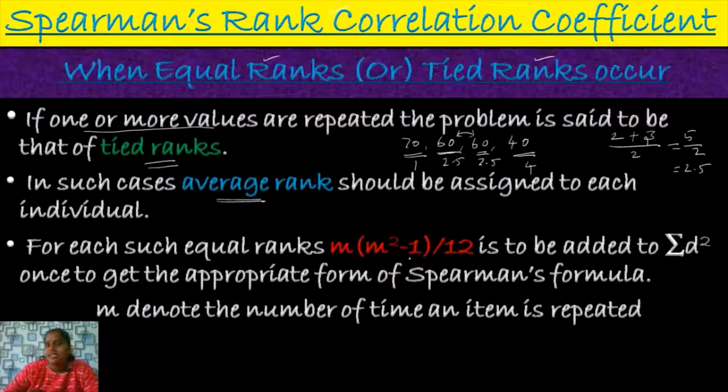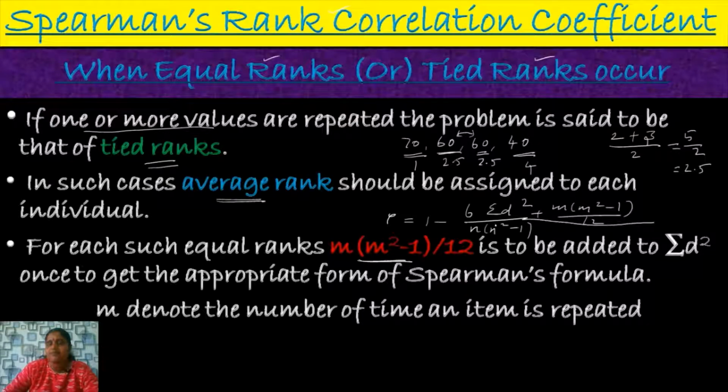Whenever a tie occurs, you have to add a correction factor. You know the formula for calculating Spearman's rank correlation coefficient, isn't it? Rho is equal to 1 minus 6 sigma d square over n into n square minus 1. This is the formula we have used to calculate Spearman's rank correlation coefficient. In case of tied ranks, you have to add the correction factor, that is m square minus 1 over 12, to sigma d square.